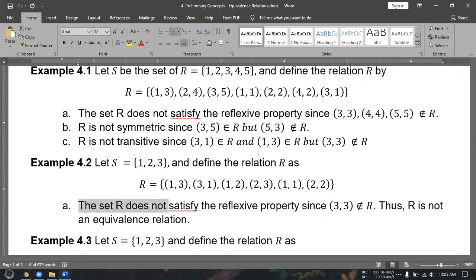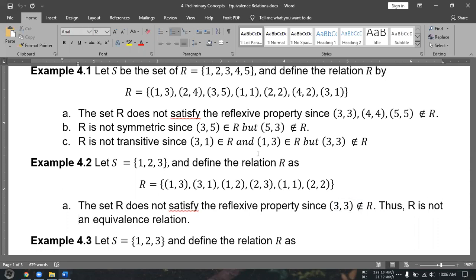The set R does not satisfy the reflexive property. Although we have 1 is related to 1, 2 is related to 2, since 3 is also an element of S, therefore there should be a relation where 3 is related to 3. Pero this relation is not an element of R. Thus R is not an equivalence relation.